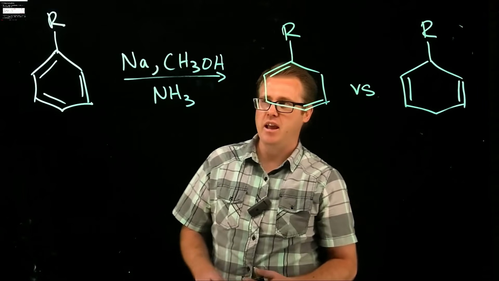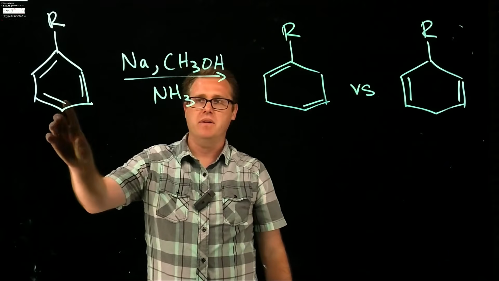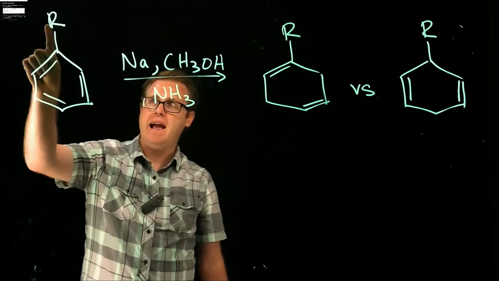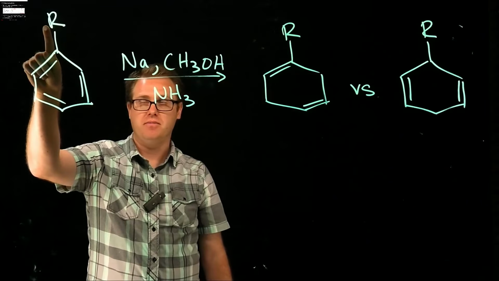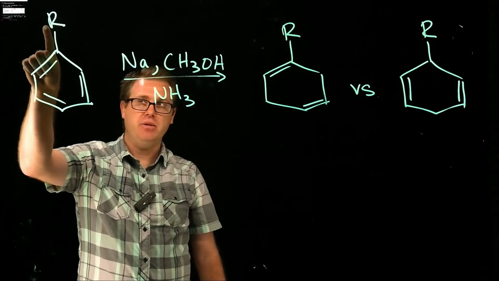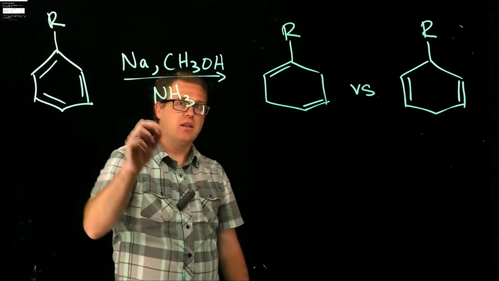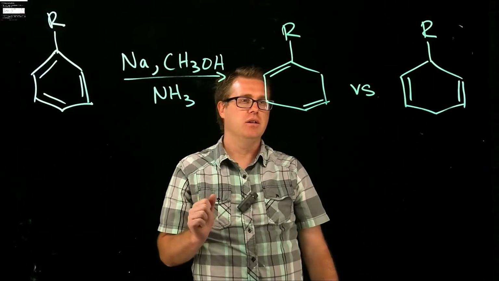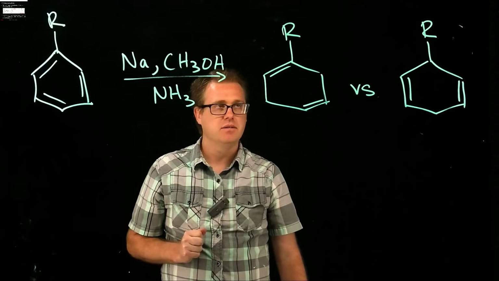Now let's take a benzene derivative with the Birch reduction conditions, but now we have an alkyl group. And that's going to influence the regiochemistry here of these double bonds.